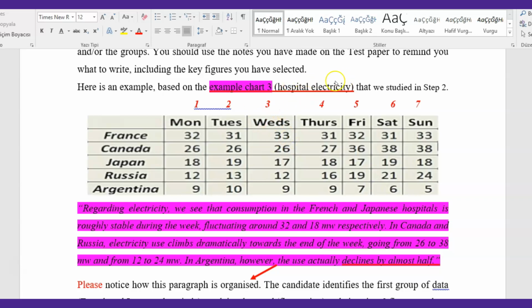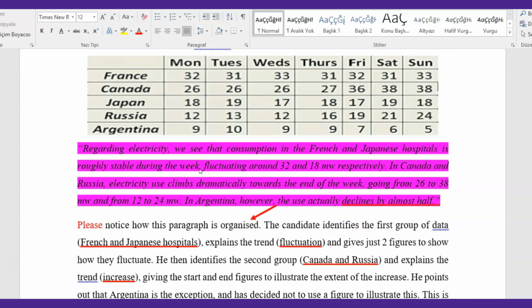here we see hospital electricity usage, right? We have movement data. And regarding electricity, we see the consumption in the French and Japanese hospital. We grouped France and Japan, Canada and Russia, and Argentina is the exception, right?